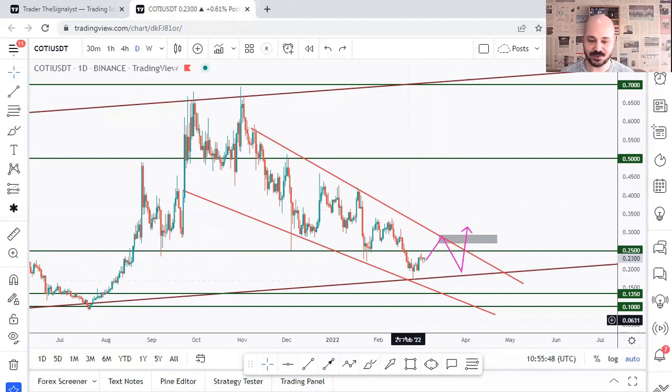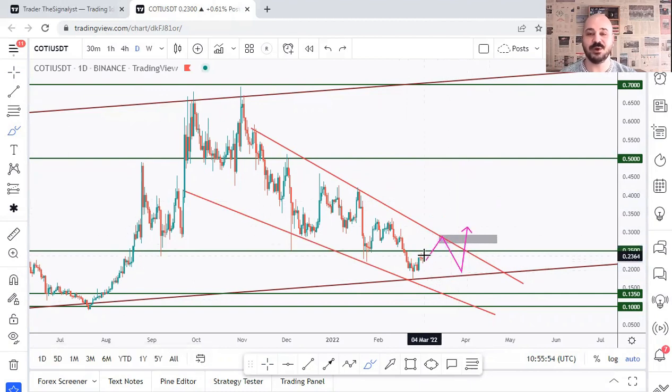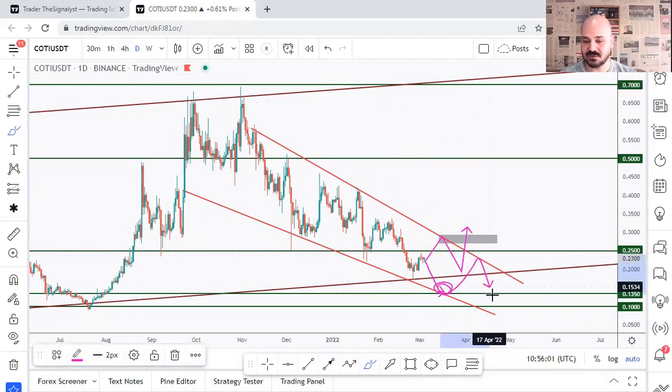So long story short for Coty, I'll be waiting for this to happen and look for buy on the retest, or this to happen then buy on break upward, or of course, as price approaches this lower bound, we'll be looking for buy from lower time frames, and then of course from a higher time frame, I'll be waiting for the exact same upper scenario. In this case, price would form a new swing high.